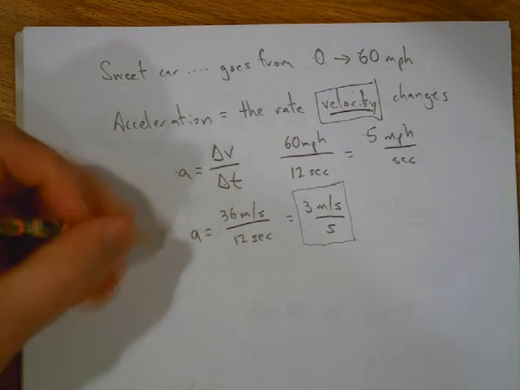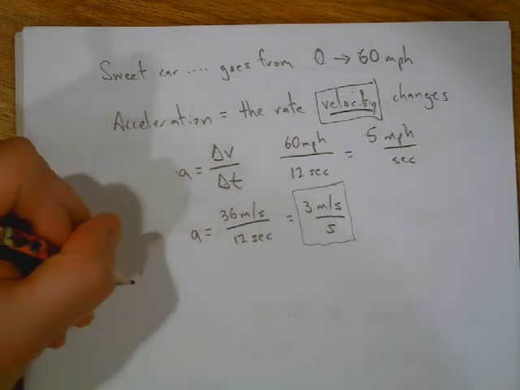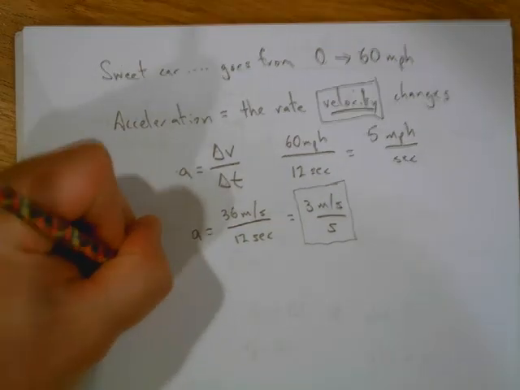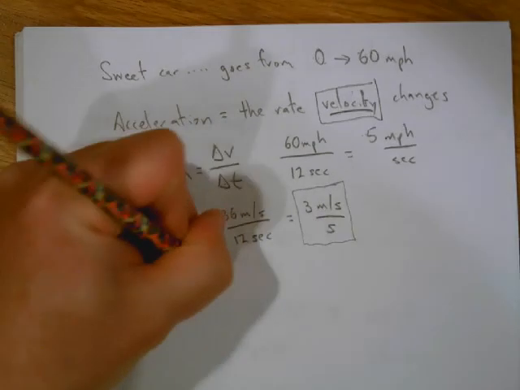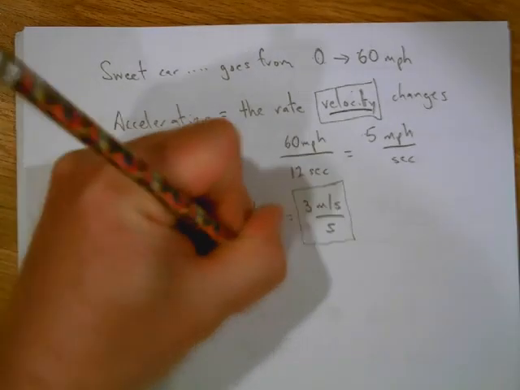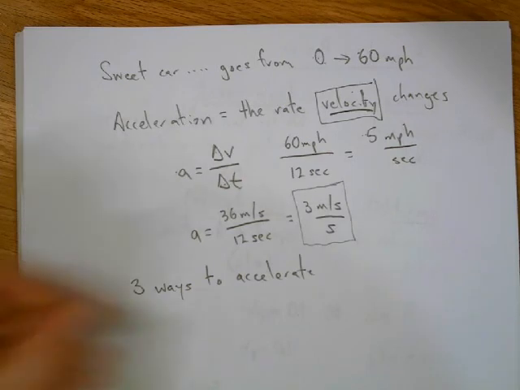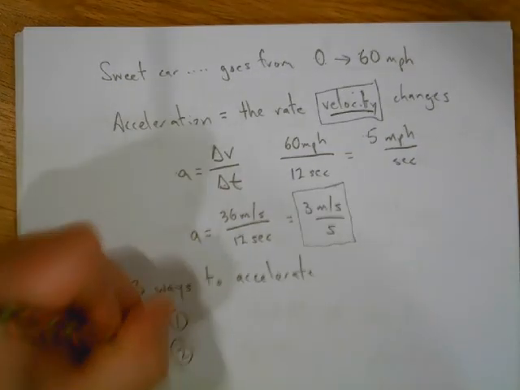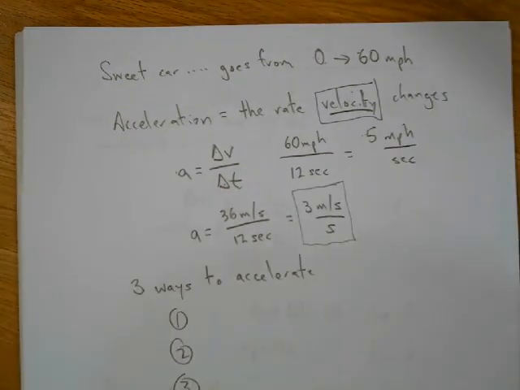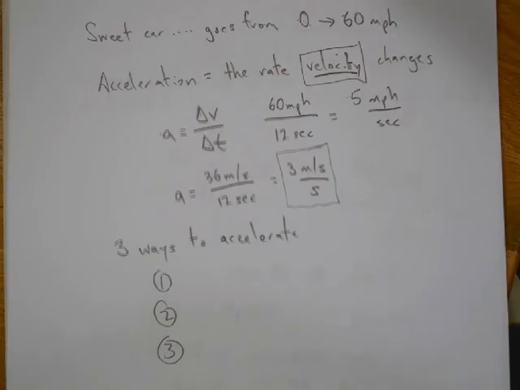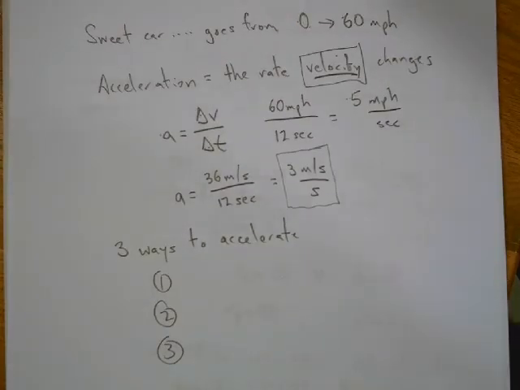Last, I did say acceleration is defined as the rate velocity changes. So, to change your velocity, there are 3 ways. There are 3 ways to accelerate, or 3 ways to change your velocity. So I would like you to pause the video and come up with what those 3 ways to change your velocity are. All right, pause the video.